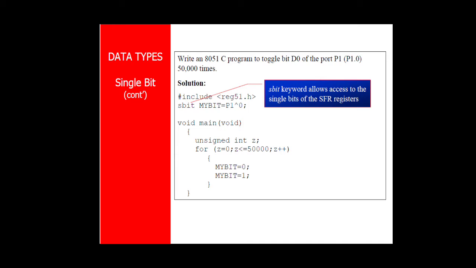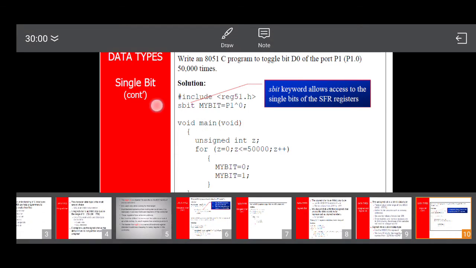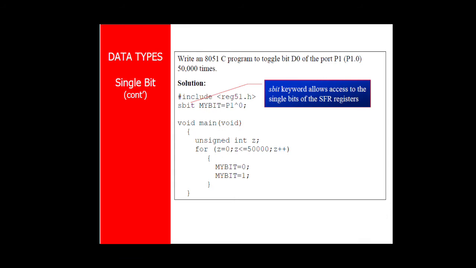So using this data type, one variable myBit has been declared, and it is initialized to the 0th bit of P1 port. P1 dot 0 here means the 0th bit of P1 is assigned to the variable myBit. Then in the main function we have an unsigned integer variable, that is z, and using a for loop we are going to toggle the 0th bit of P1 port. First we are sending 0, then we are sending 1.